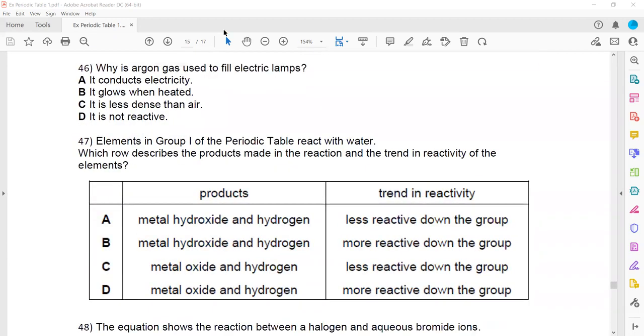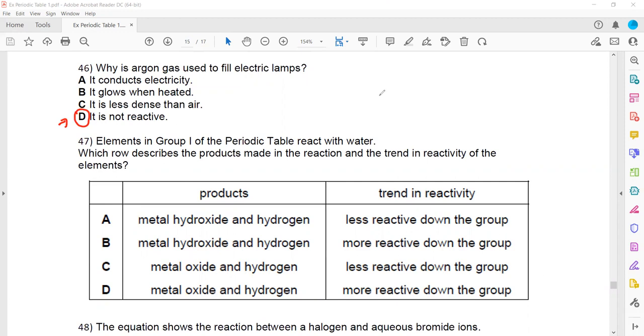Question 46, why is argon used? Because argon is unreactive, that's why we use it in electric lamps. Elements in Group 1 of the periodic table react with water. Which row describes the product made in the reaction and the trend in the reactivity?